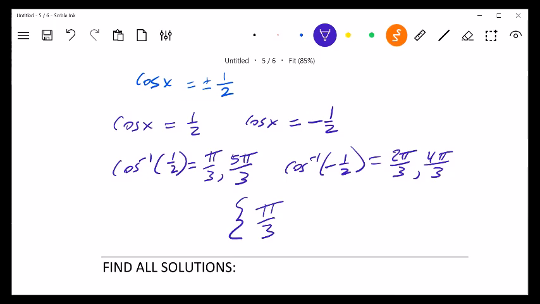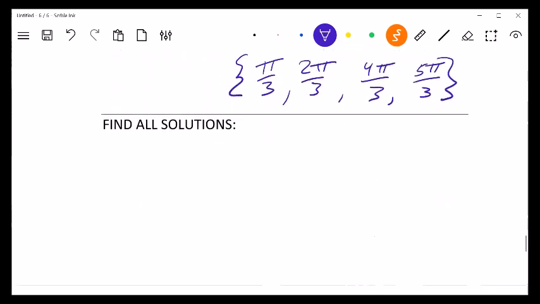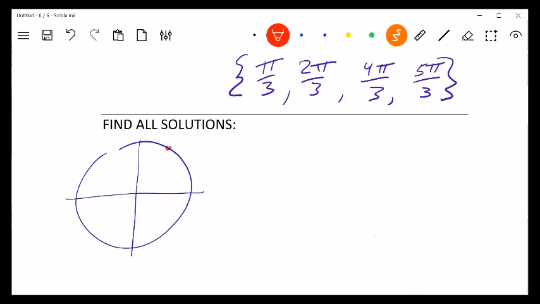And then these are all the 60-degree various angles. So 2 pi over 3, 4 pi over 3, and 5 pi over 3. Now what that means, that's a 60-degree and a 120, and then the 240, which is down here, and the 300, which is over here. So those places, that means these are here.